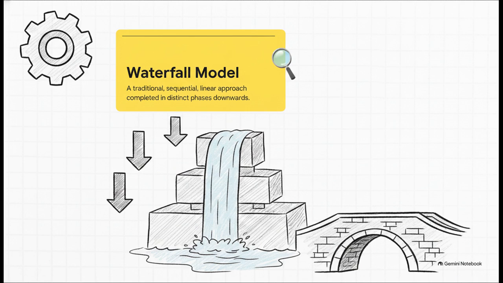Now, this model is absolutely brilliant for projects with stable, unchanging requirements. Think building a physical bridge, or maybe a core banking engine where the rules are just locked in stone. But it's really tough to pivot if things suddenly change.